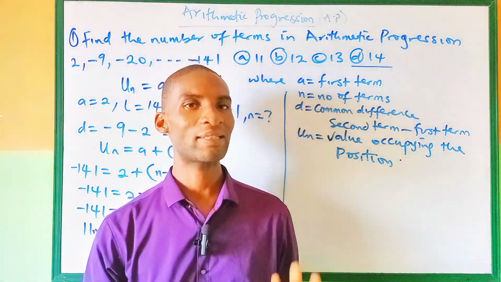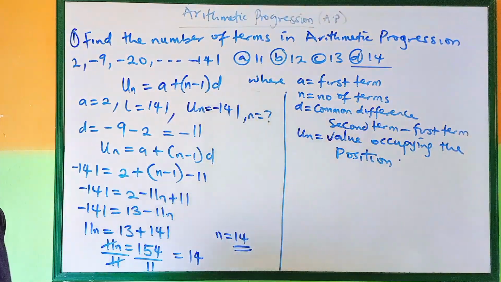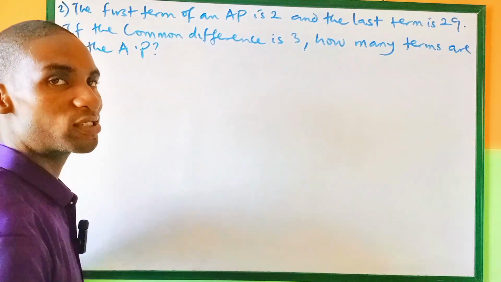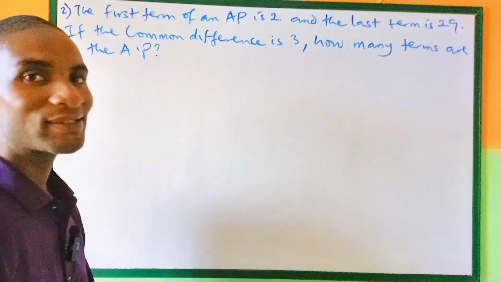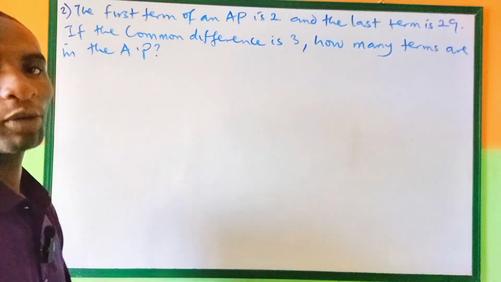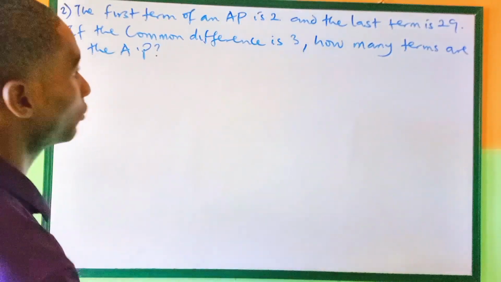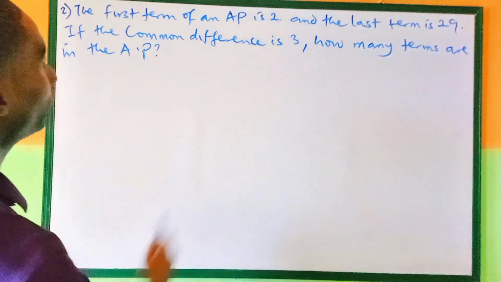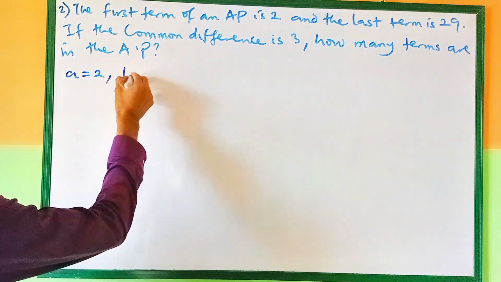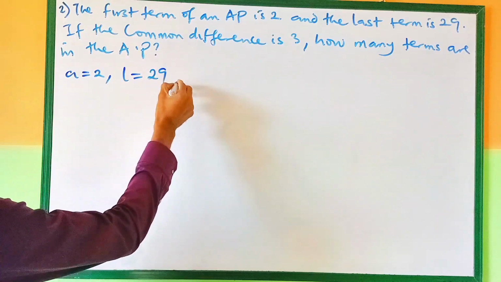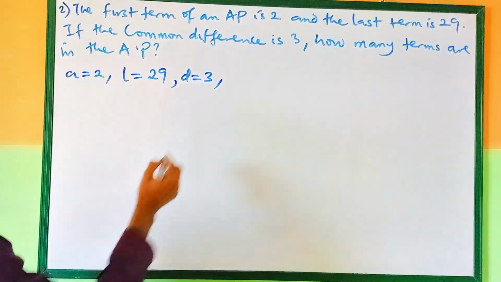I hope that is very clear. We are going to look at another example. This second question says the first term of an AP is 2 and the last term is 29. If the common difference is 3, how many terms are in the AP? So let's write out the parameters. The first term of an AP, our A, is 2, and the last term L is 29. If the common difference, your D, is 3, how many terms are there?